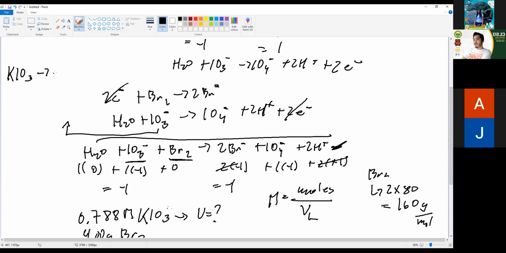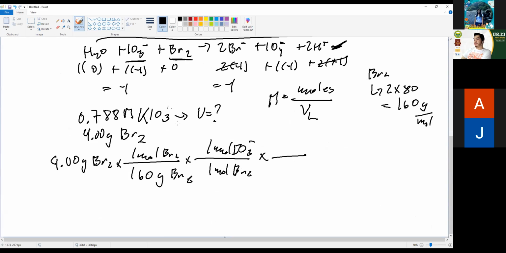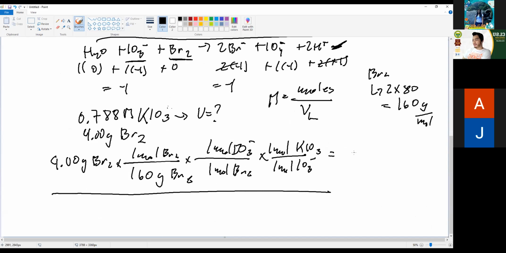Ngayon, si potassium iodate, kapag nag-dissolve sa water, you have potassium ion plus iodate ion. So, 1:1 ang kanilang ratio dun sa balance reaction nila. So, 1 mole ng iodate is equal to 1 mole ng potassium iodate. Performing this equation, lalabas is 0.025 moles potassium iodate. Yan. So, may moles na tayo. Ngayon, ang hanapin natin is yung volume ng solution.